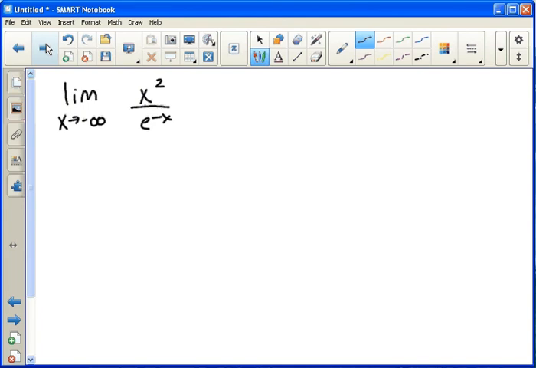So we are allowed to apply L'Hopital. So we take the derivative of the top and the derivative of the bottom. Okay, so now the top is going to negative infinity. Think about it, 2x, then you go to negative infinity, it's just getting very big negative numbers. And the bottom is also going to negative infinity, so that's an indeterminate form, again.